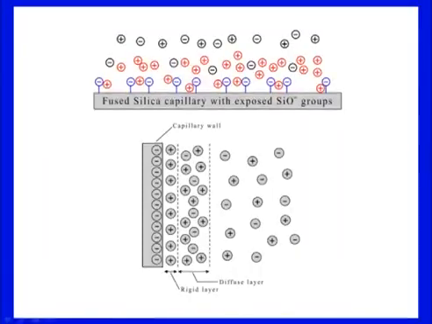This figure explains what I have already explained: there is a fused silica capillary with negative charges, and as I said, at different pH they will be charged differently. There is a Stern layer shown here, with the cations compensating for the negative charge on the capillary wall, and a diffuse layer here. As the voltage is applied, everything moves towards the cathode. That phenomenon is called electroosmotic flow.